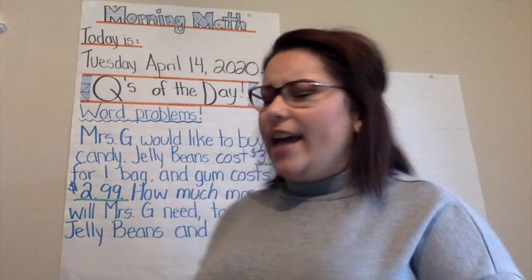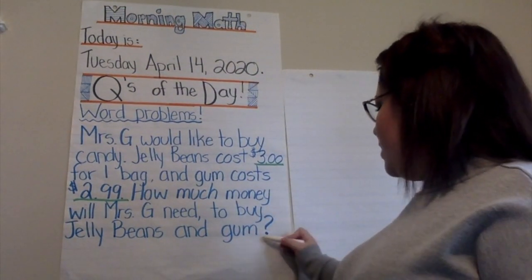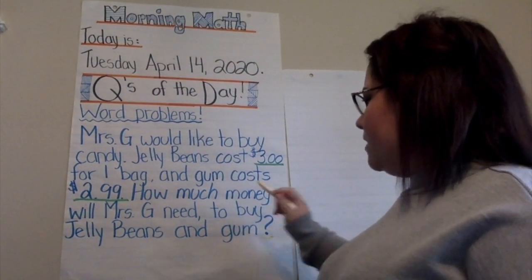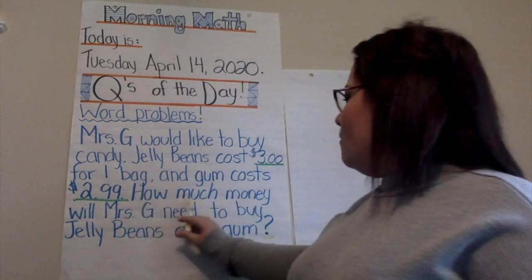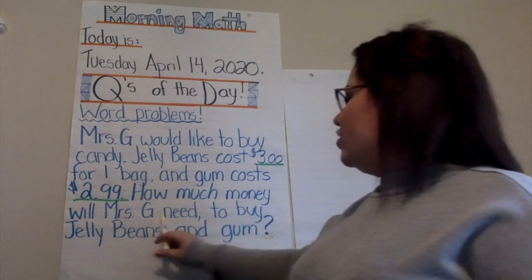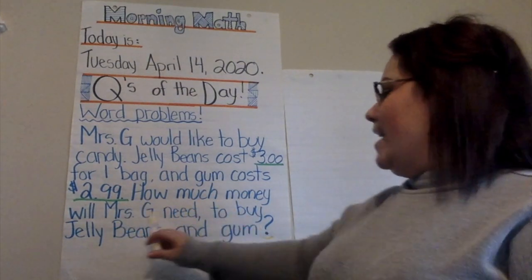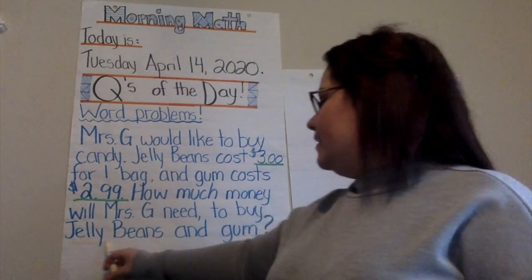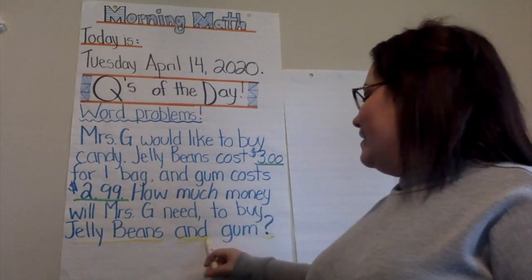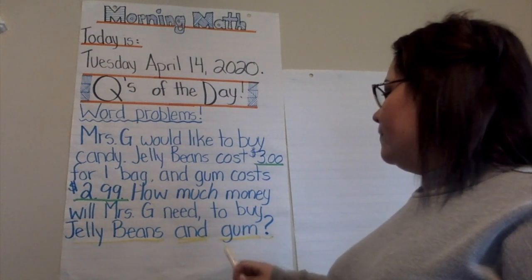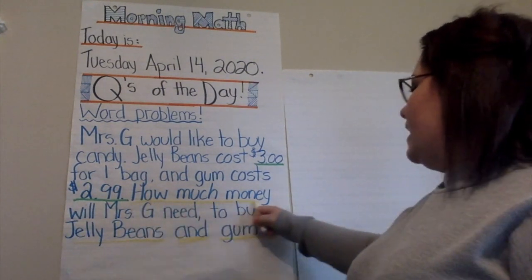So let's take a look at it. So here's a question mark. Let's go back to the beginning of this sentence. How much money will Mrs. G need to buy jelly beans and gum? How much money?